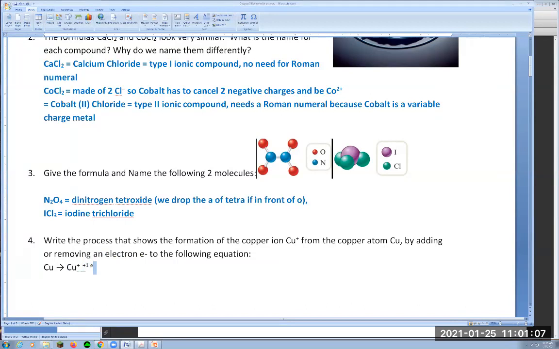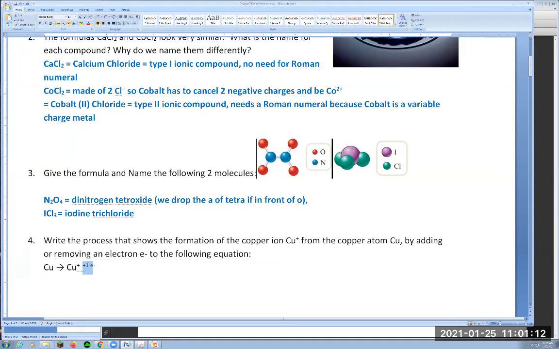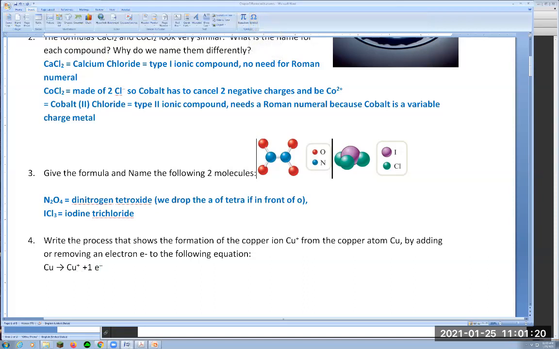Let me format this properly. So plus 1 electron, and this is going to be on the right side, because copper, when it became Cu plus, it lost this electron. So now you have the ion plus an electron, plucked away and separated from the copper atom. So that's how you should write it. Copper loses an electron to become Cu plus. So that's how it should be. Let me emphasize that this is what we added here.